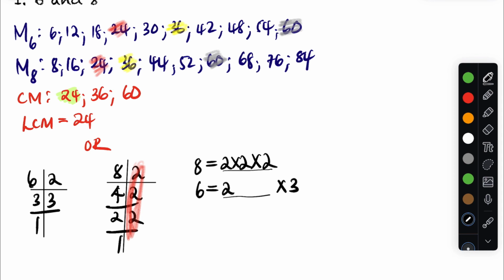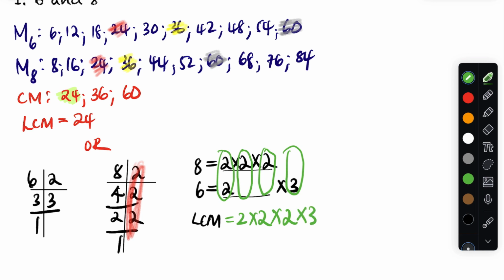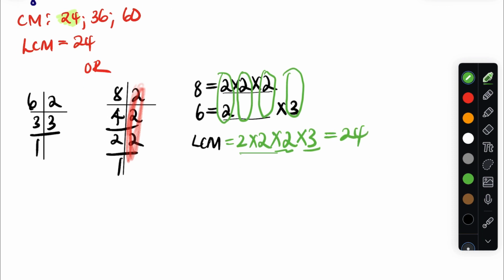So now let's look here. What is the LCM here? We have 2, so we're going to write 2 there, and we have another 2, so we times by 2, and we have another 2 there, and then we times by 2, and we have 3 there, we times by 3. So 2 times 2, it's 4 times 2, it's 8 times 3, it's what? 24. That's another way.